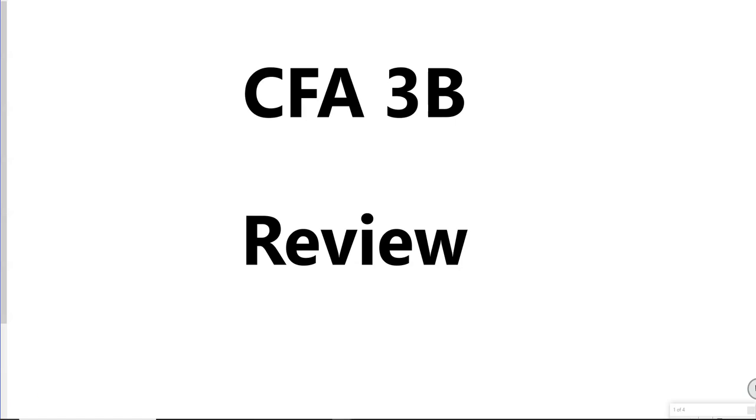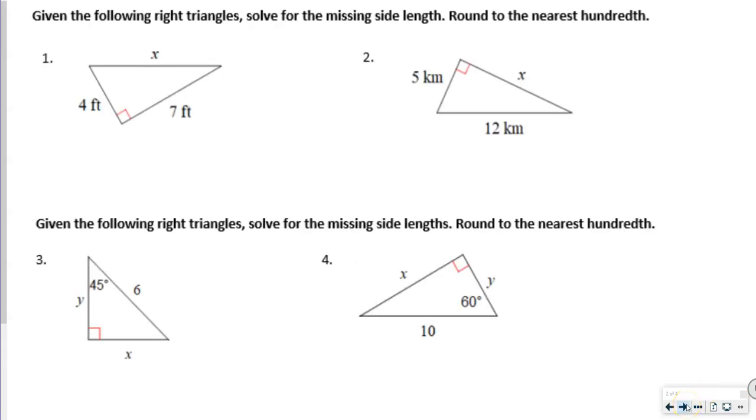So in this video, we're going to go over the 3B CFA review, okay? So let's jump right in. It says, given the following right triangles, solve for the missing side lengths, round to the nearest degree.